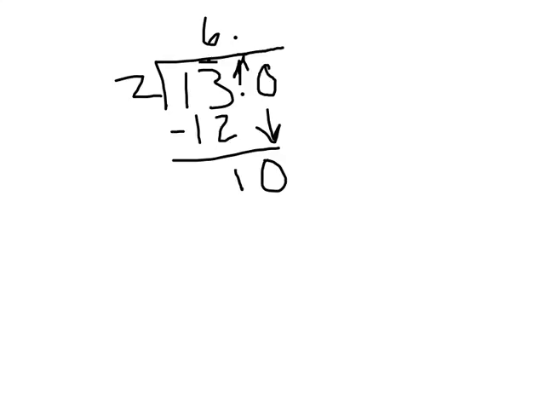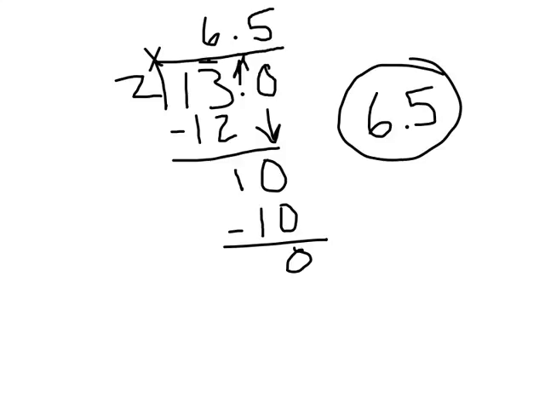How many times does 2 go into 10? 2 goes into 10 5 times. What's 5 times 2? 5 times 2 is 10, so I have nothing left over. When I divide 13 divided by 2, I can write my answer as 6 and 5 tenths.